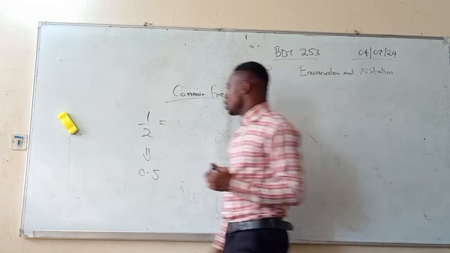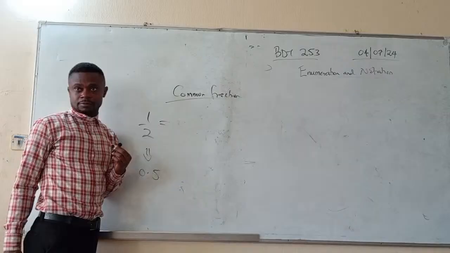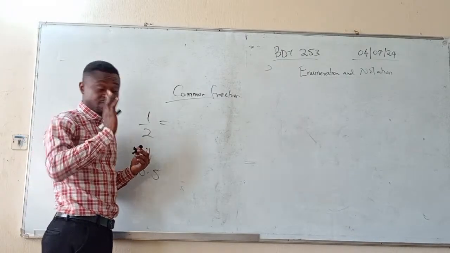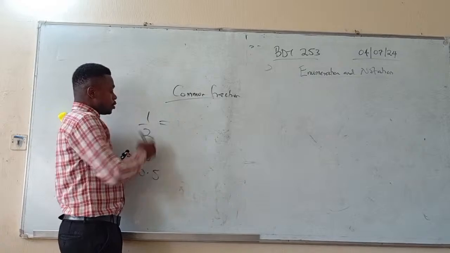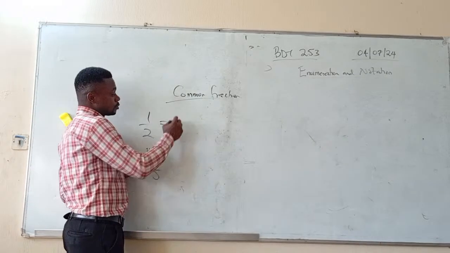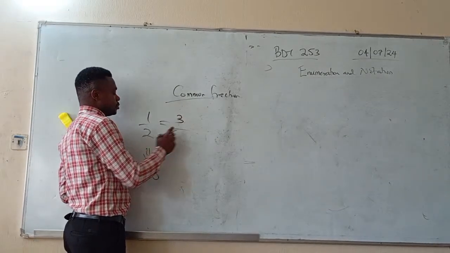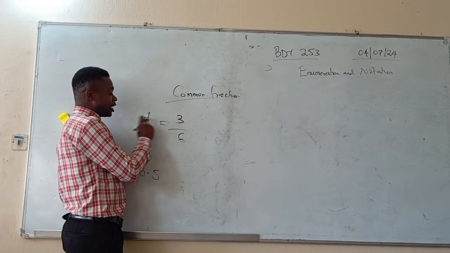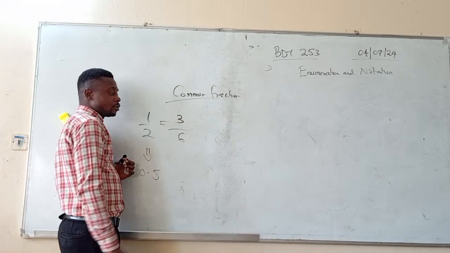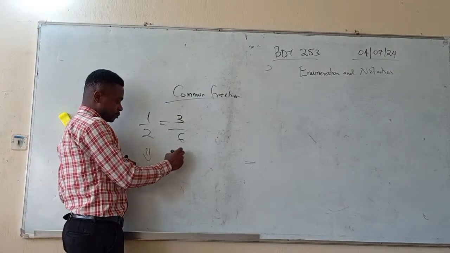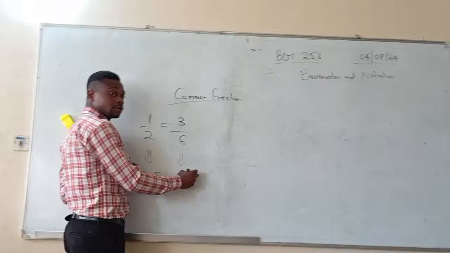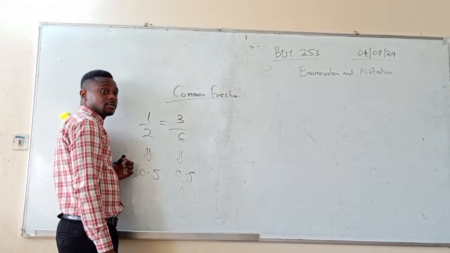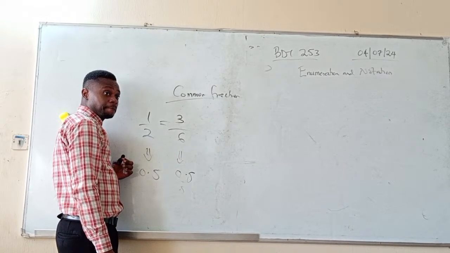Let me just choose 3. You can choose 1 million, but let me just choose 3. So 1 times 3 is what? 2 times 3 is what? 3 over 6 is an equivalent fraction of 1 over 2. What is the value of 3 over 6? 0.5. They are equivalent fractions. They are equal. Is it clear?